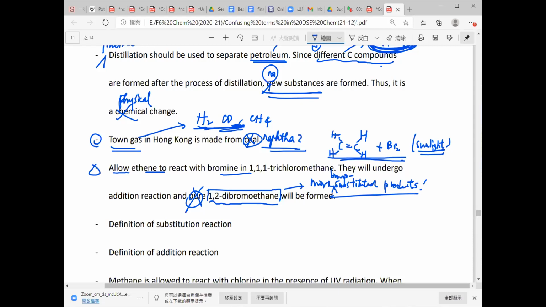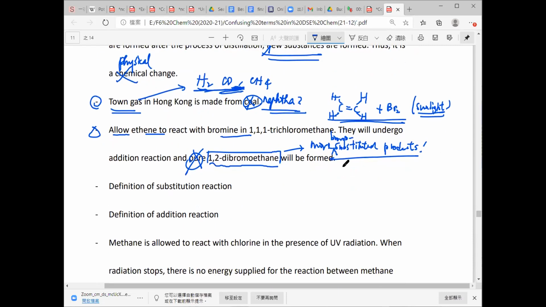Now, how about the next one? Definition of substitution reaction, and definition of addition reaction. Adon, your turn.